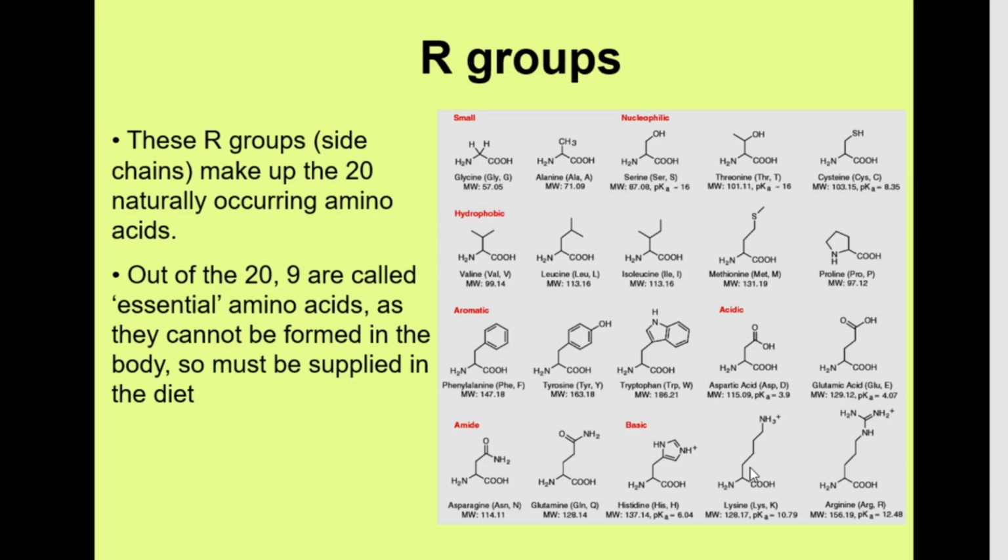Out of those 20 amino acids, 9 of them are what we refer to as essential amino acids. The reason I mention this is that it's something you might have heard before, this term essential amino acids. What it actually means is our bodies cannot produce these from other ingredients. So the only thing that we can do is to get them in our diet.